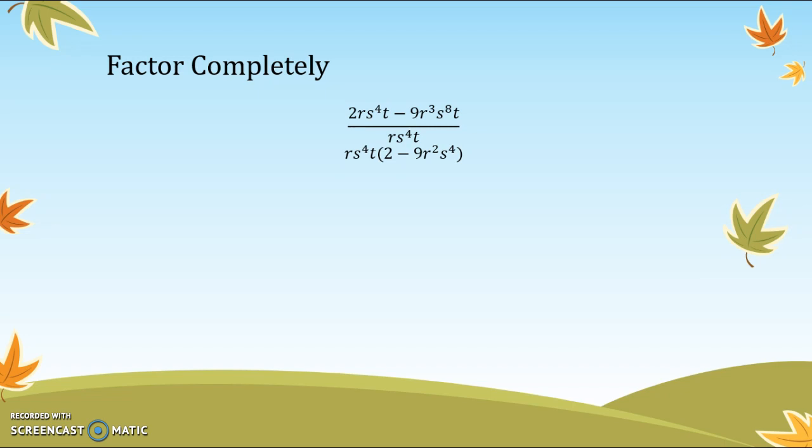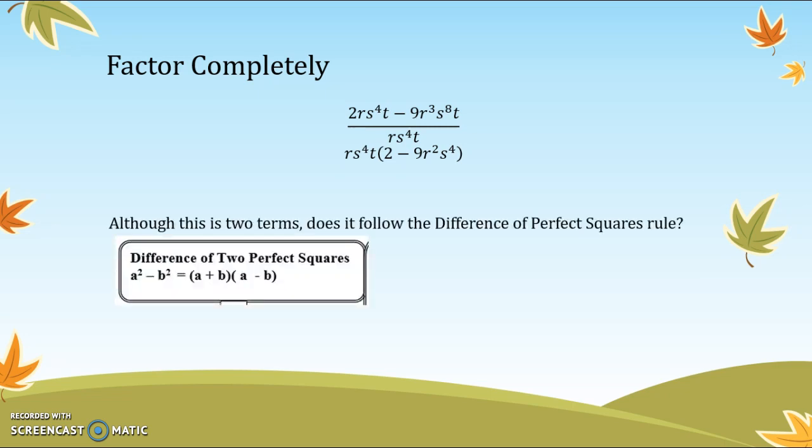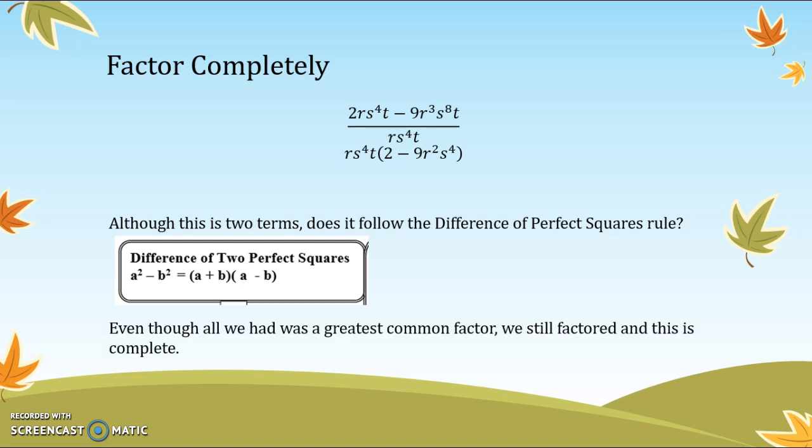Now, I do have two terms, and we are in subtraction. However, 2 cannot be written as a perfect square. So this may not follow the difference of perfect squares rule, since 2 cannot be written as a perfect square. So even though all we had was a greatest common factor, we still factored, and this is complete. So our answer is r s to the fourth t times 2 minus 9r squared s to the fourth.